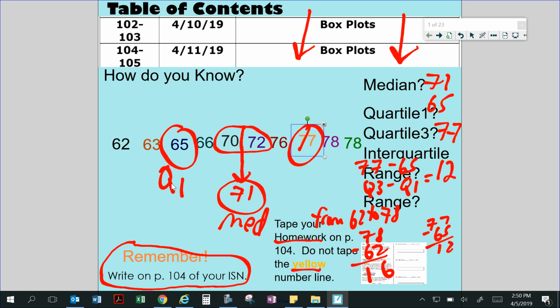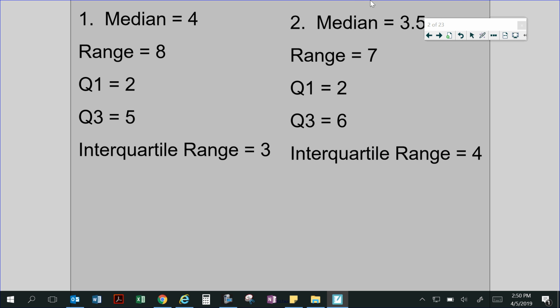If you understand that, then you're going to be understanding box plot and be like, oh, this is easy. I got it, Mr. Joe. So last night's homework, the answers are the following. Number 1, the median is 4. The range is 8. Quartile 1 is 2. Quartile 3 is 5. Interquartile range is 3 because you subtract Q3 minus Q1.